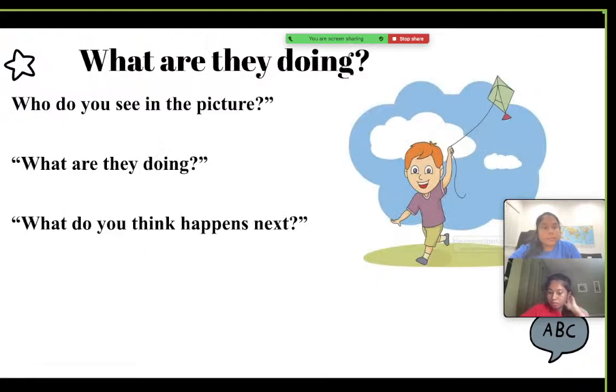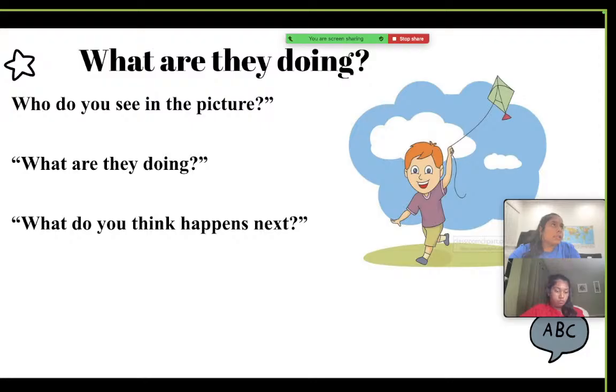So let's look at this picture. Do you see the boy flying a kite? That's who you see in the picture. What is he doing? He's flying a kite, right? He's holding the kite, he's flying it. And what do you think happens next? I think it could be anything.